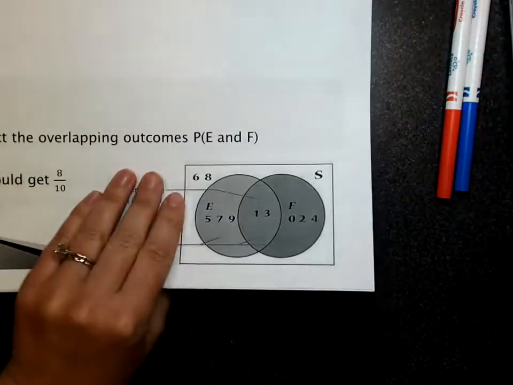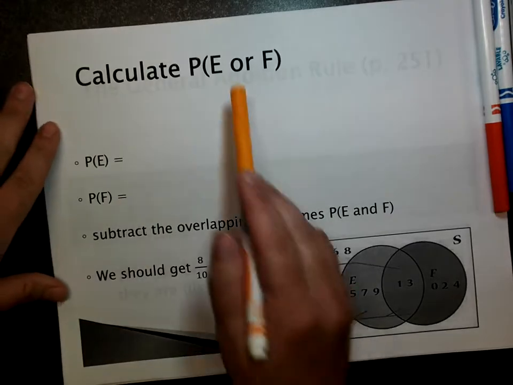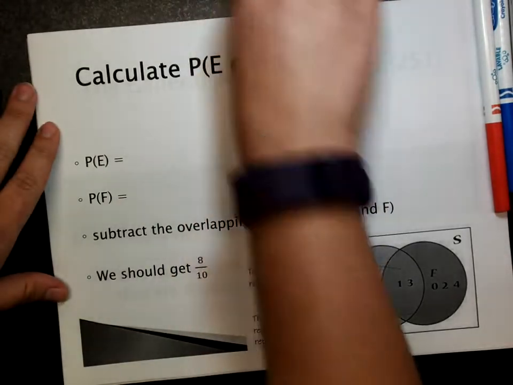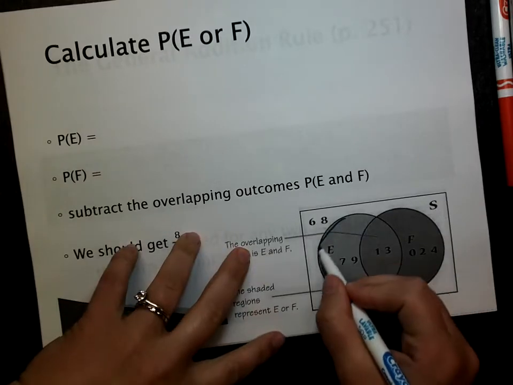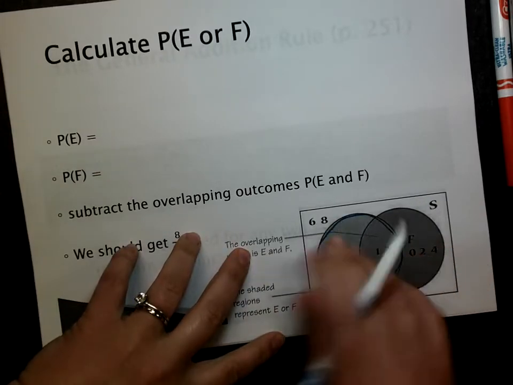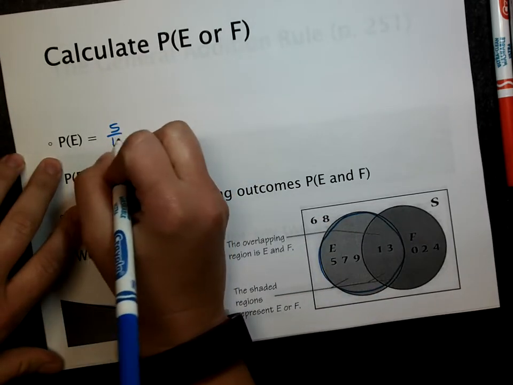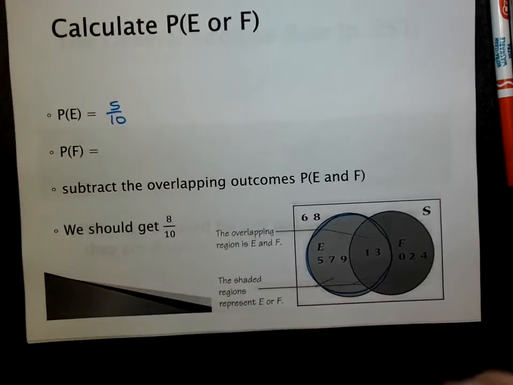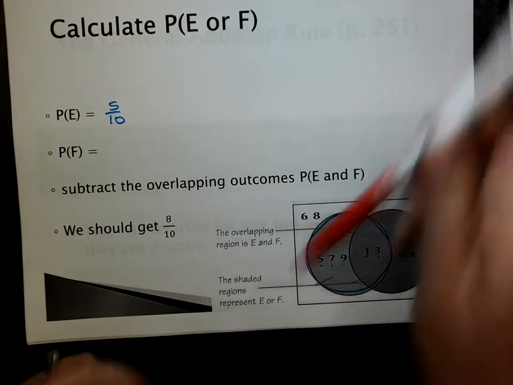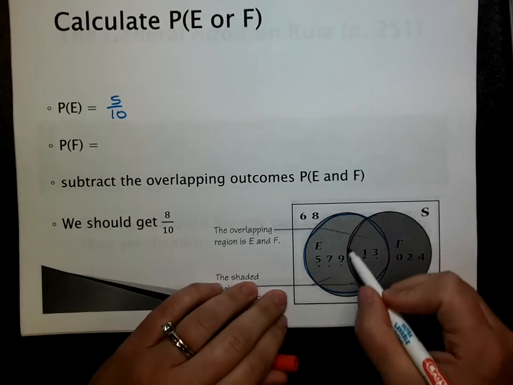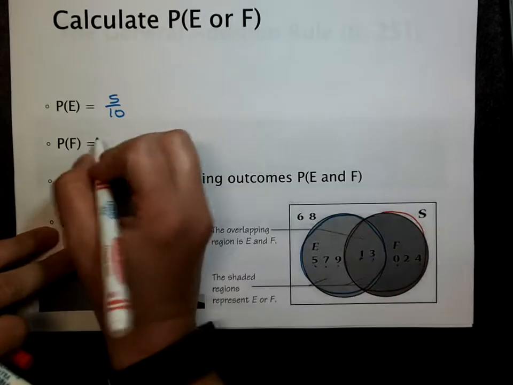So with that same picture, we want the probability of event E or event F. So the probability of event E, again, just that entire circle, pretending that event F was totally gone, is 5 out of 10. We have 1, 2, 3, 4, 5 odd numbers. The probability of event F is also 1, 2, 3, 4, 5 out of 10.